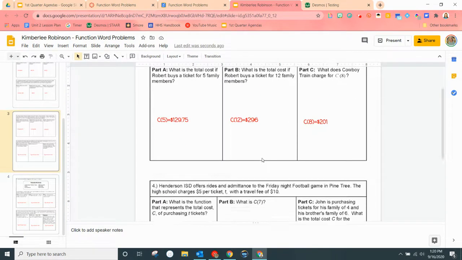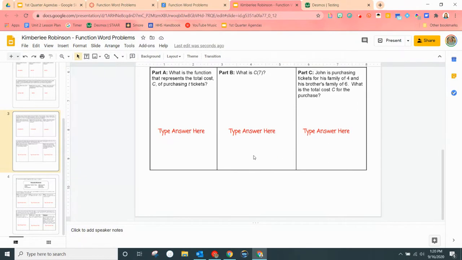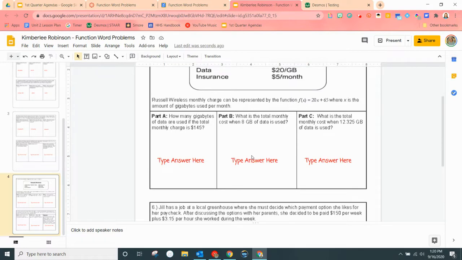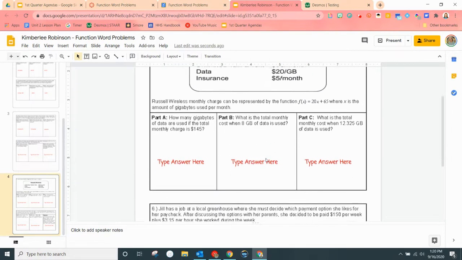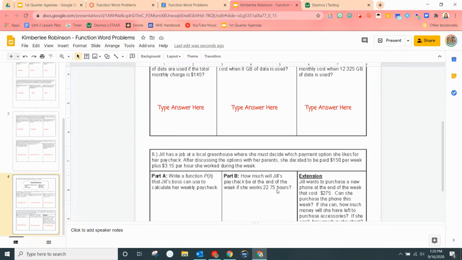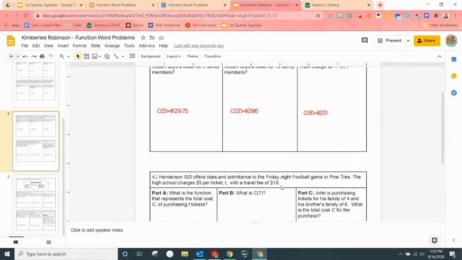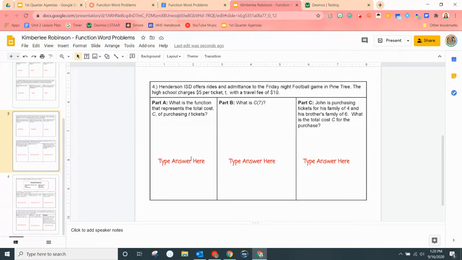So here's what I'm going to do. I'm going to work number 4 with you. I'm going to write the function, and I'm going to leave you to work 5 and 6 on your own. So on 5, this is just like what we were given up above. And on 6, you have to write the function, and then you have to work out some stuff. So I'm going to leave you to do 5 and 6. I'm going to do 4 with you. I'm going to write the function with you here.